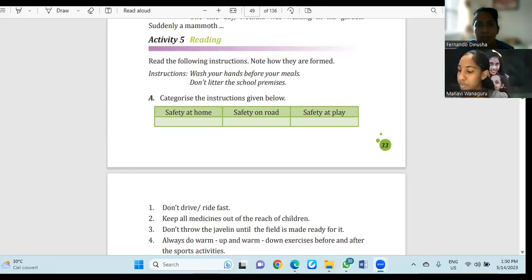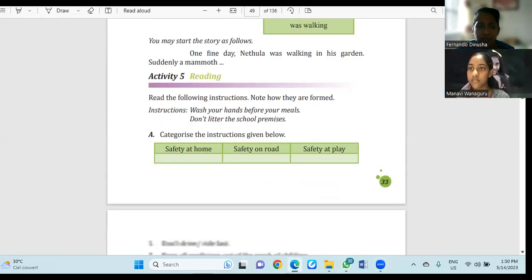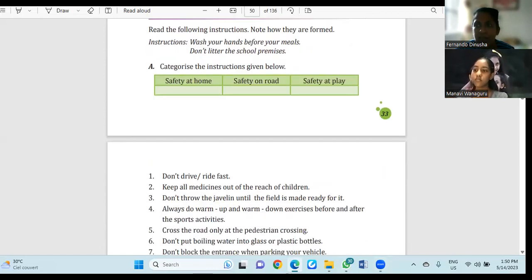Teacher, we did up to activity 4. Up to here. Yes, teacher. Okay, fine. Let's move on to activity 5 then.